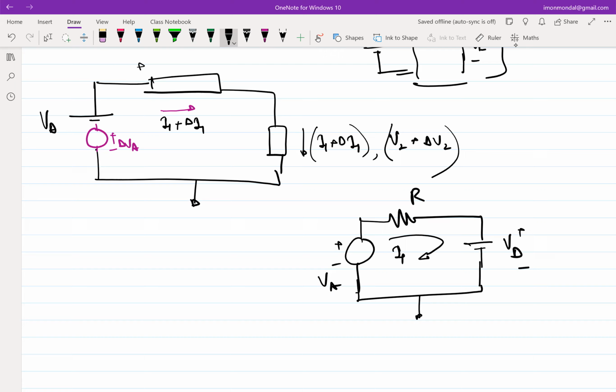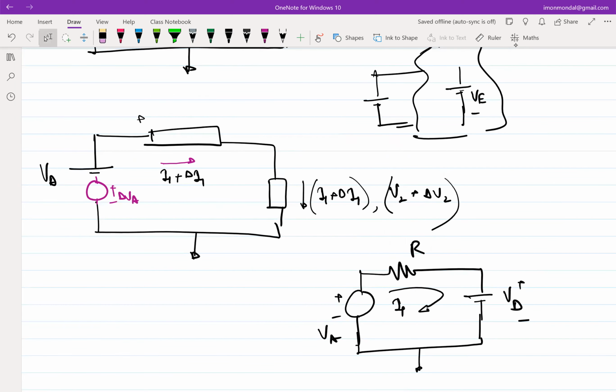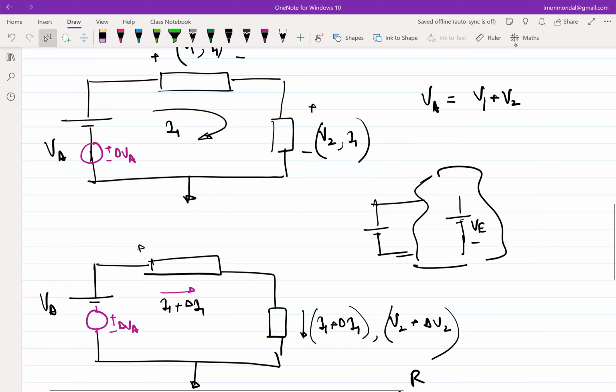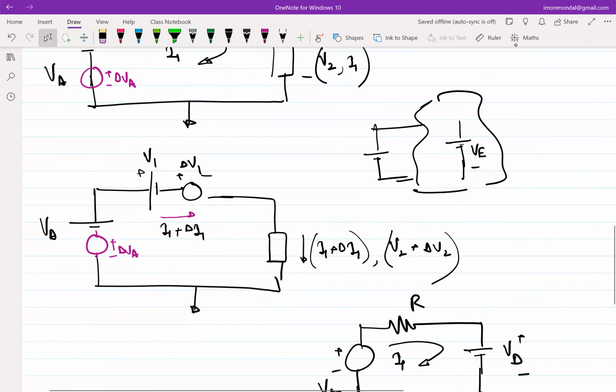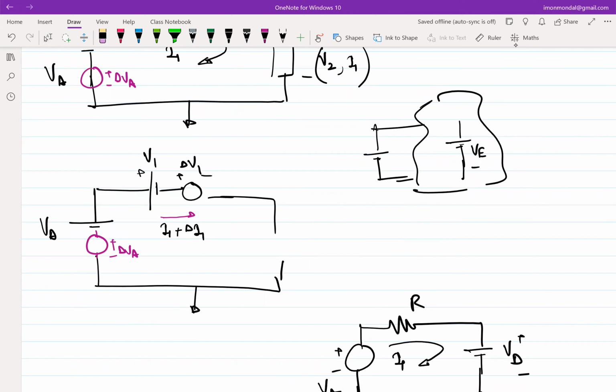So now, if you are convinced, what I'll do is replace this V1 plus delta V1 with a voltage source of V1 and an incremental delta V1. And nothing changes, right? Similarly, I will do the same thing for this one, V2, delta V2. Okay.